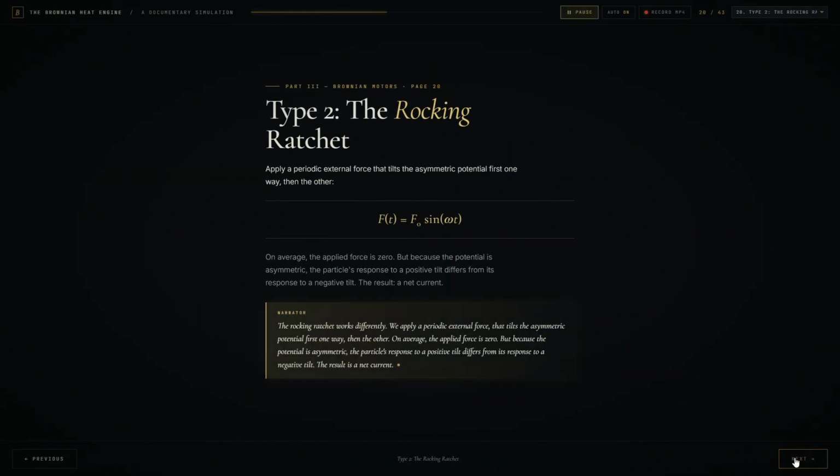The rocking ratchet works differently. We apply a periodic external force that tilts the asymmetric potential first one way, then the other. On average, the applied force is 0. But because the potential is asymmetric, the particle's response to a positive tilt differs from its response to a negative tilt. The result is a net current.